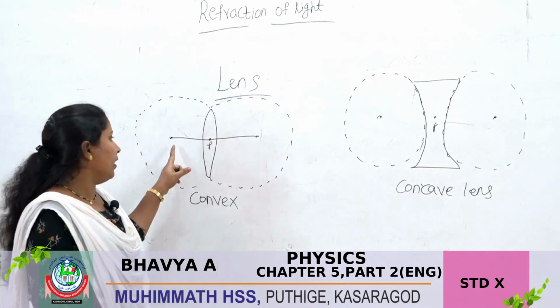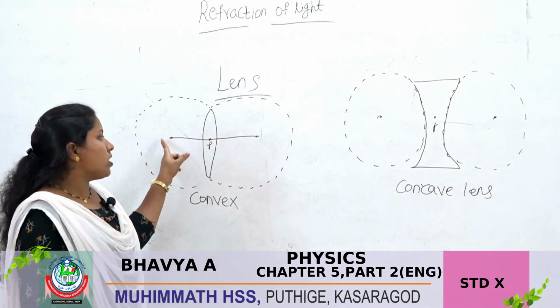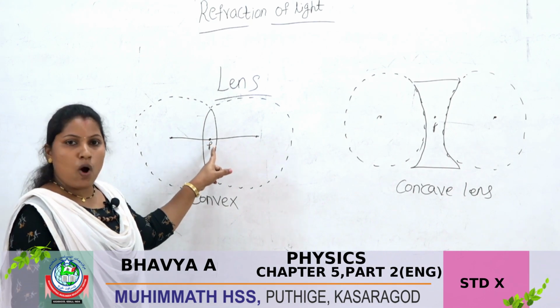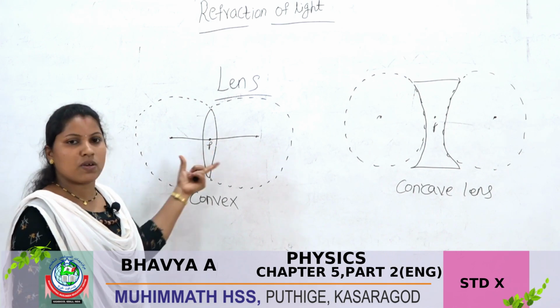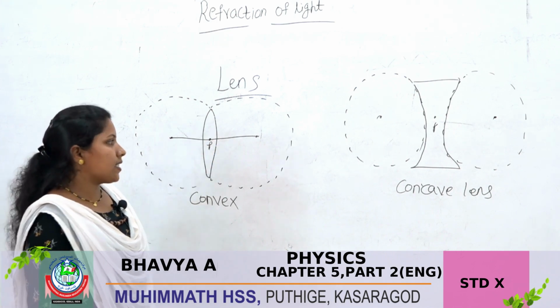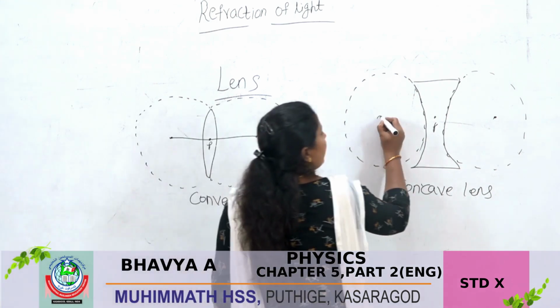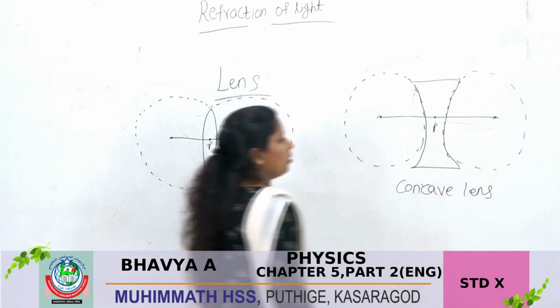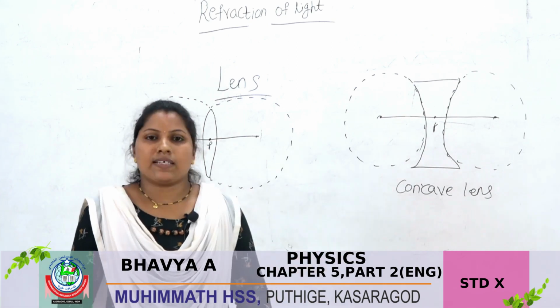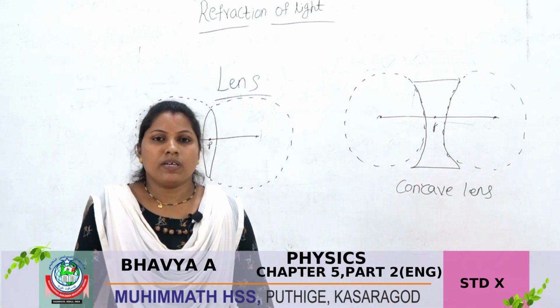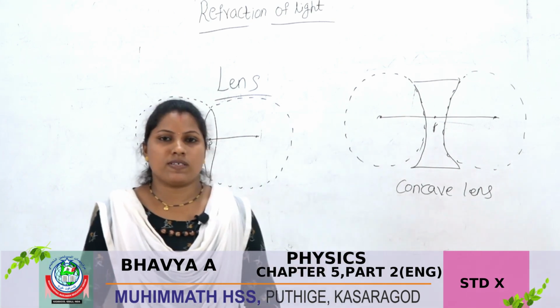The line joining the center of curvature that passes through the optic center is called the principal axis. Here also, the line joining these is called the principal axis. Next, we are seeing what is principal focus.